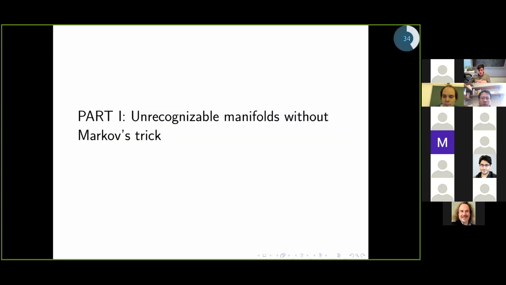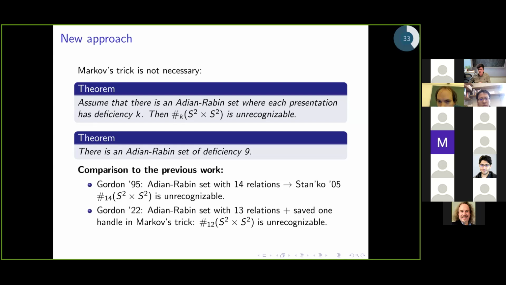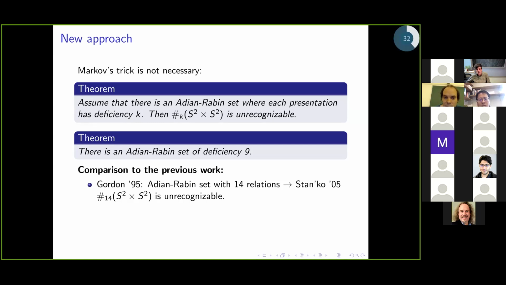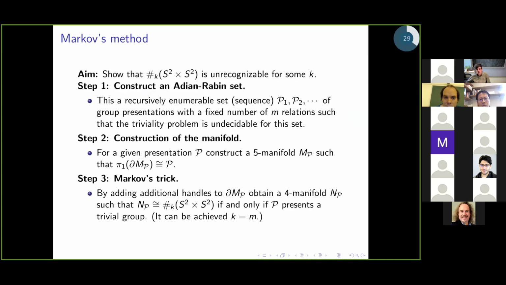Can I ask a clarifying question? Yes. In your step 1, why do you need a whole sequence of presentations instead of just, what if you take a constant sequence of presentations? Do you need the sequence of presentations to be different in some sense?